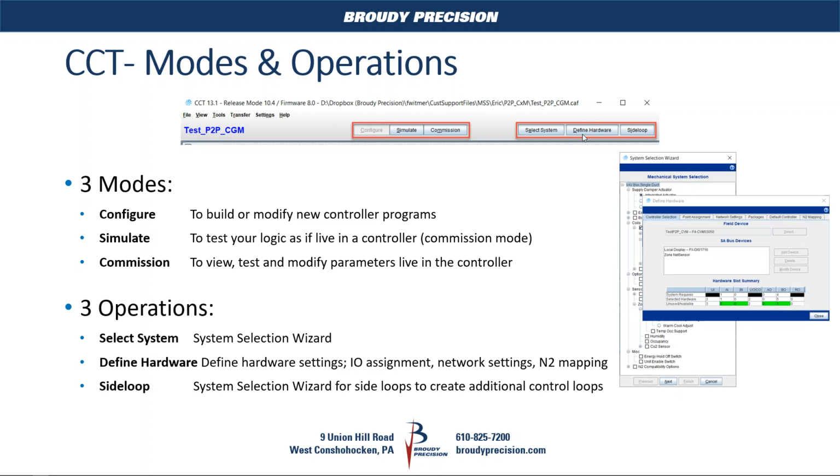You have I/O assignment, so your physical points get assigned in there for which terminal pairs get used on the controller. Your network settings for your controllers are done there, and if you select an N2 option for your application, you would do your N2 mapping from there as well. And then the third piece is the side loop, which allows you to use the same type of system selection wizard for creating a side loop, which is basically to create additional control loops in your application.